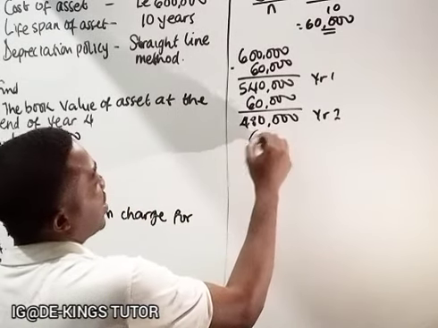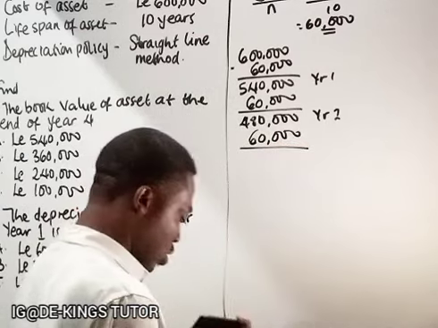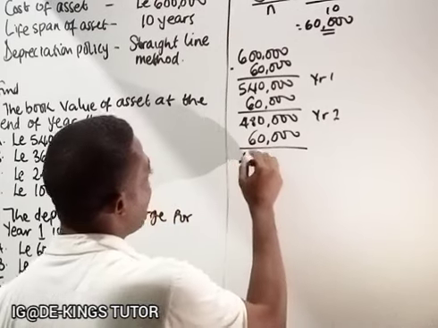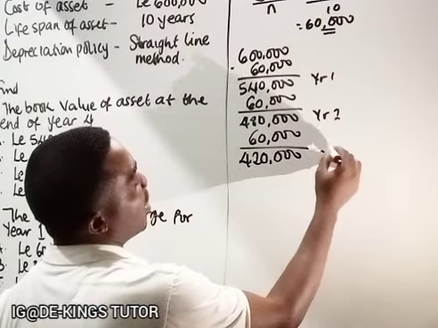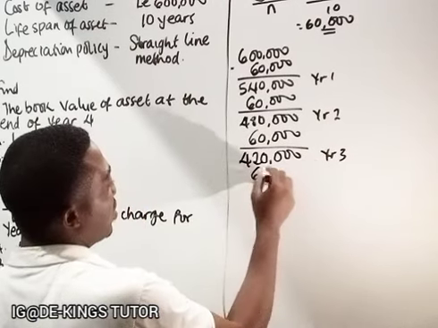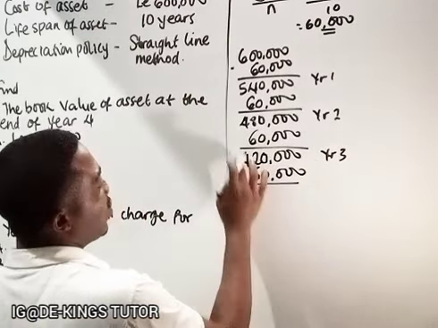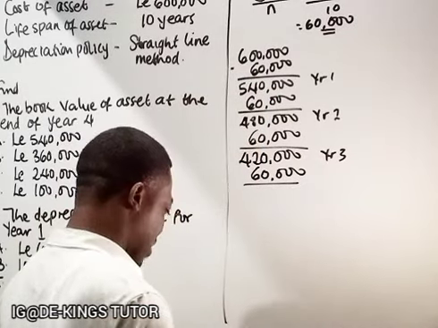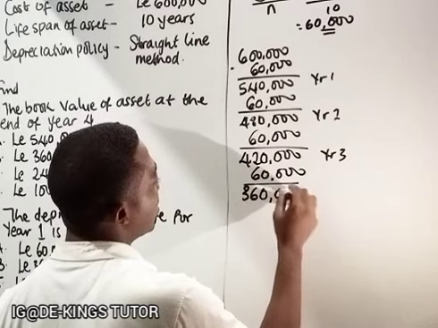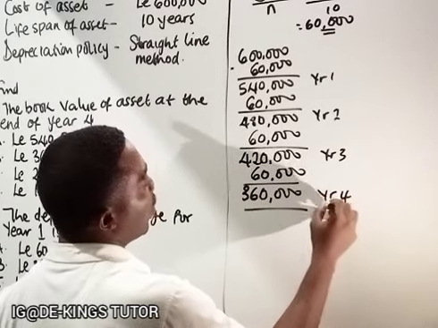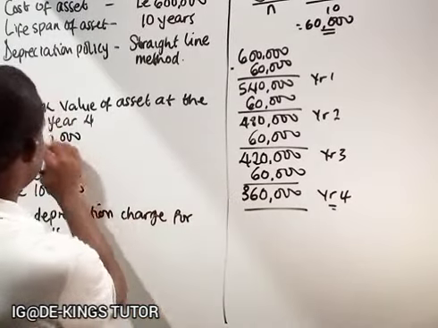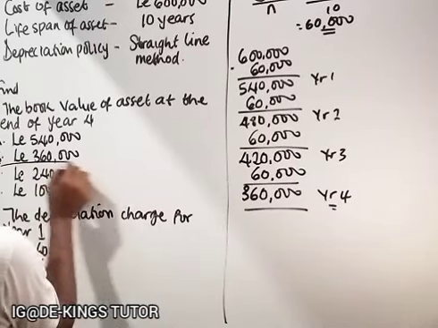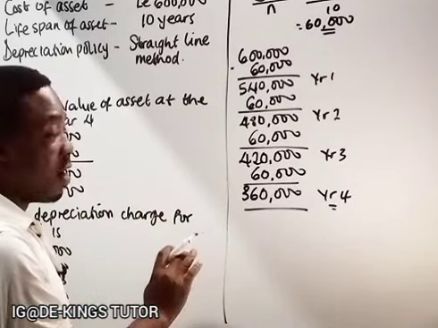I'll go again, 480,000 minus 60,000. So it will now be 480 minus 60, which will give us 420,000. That's the book value for year 3. Now the reason why we subtract again is that each of the depreciation is the same, because it said the straight line method. So 420,000 minus 60,000 will give us 360,000. And that's the book value for year 4. So from what they've asked, the book value at the end of 4 years, the answer is B, which is 360,000. Okay, so that's the first one.